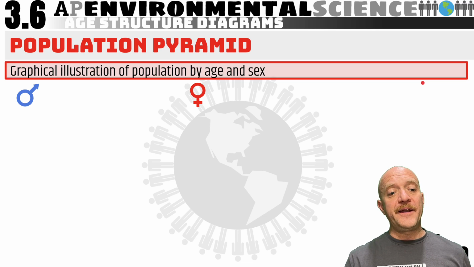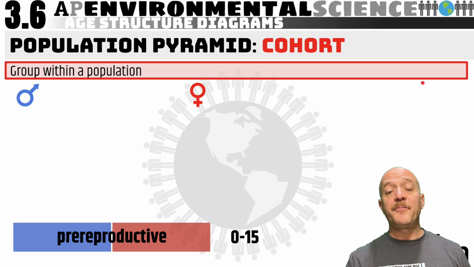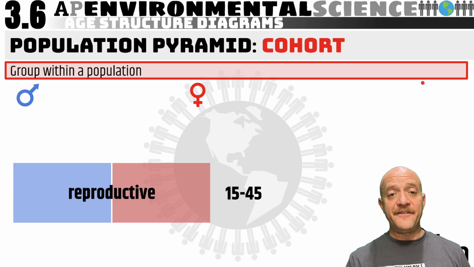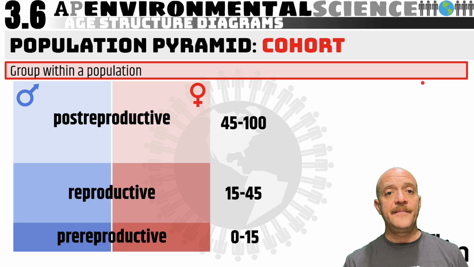So we're separating it by cohorts, and cohorts are groups within a population. Typically you'll see males on the left and females on the right. We have the pre-reproductive cohort, or individuals that have not reached reproductive age. We have the reproductive cohort, which is individuals that are able to reproduce. And then we have post-reproductive, and that is individuals after they've reached reproductive ages. Now, what we're really concerned with is the pre-reproductive cohort, and you'll see why in a little bit. I'll be discussing that as well.